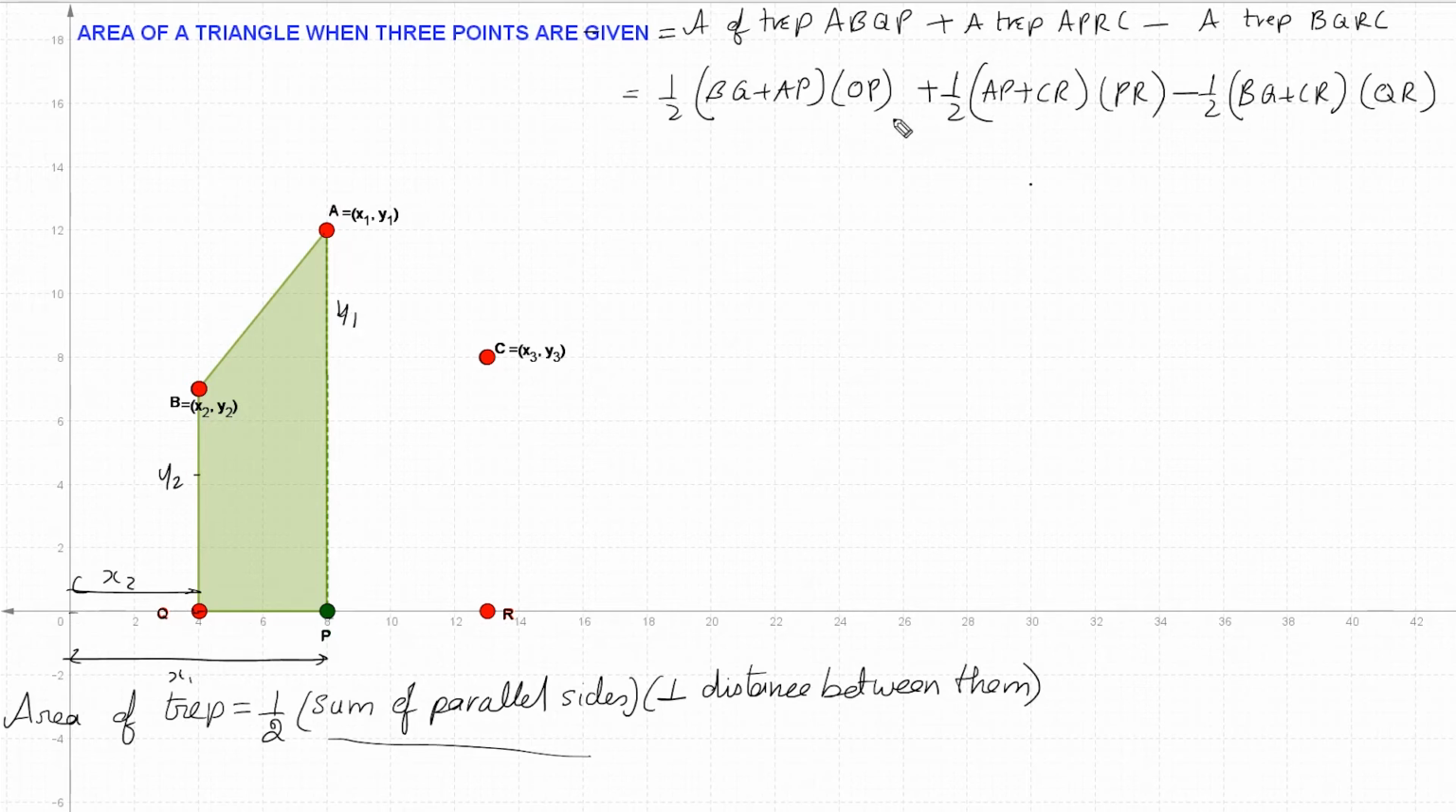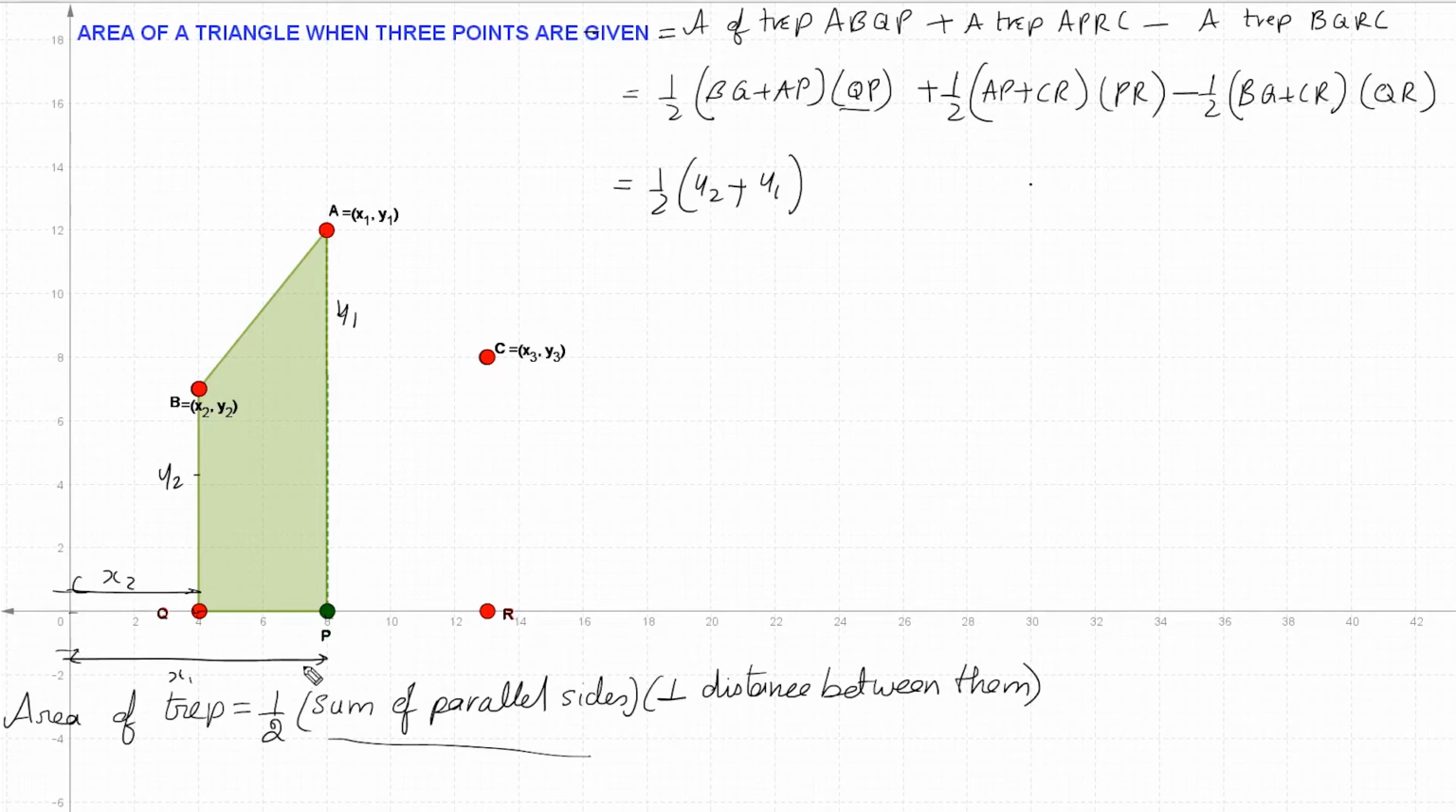All right, so we can write that here. So let's go ahead and do that. That is half times, and I can take this BQ is nothing but this height, which is Y2. We can write this as Y2 plus AP is nothing but Y1 for me. That is Y1. Now, what is QP? QP is nothing but this distance, that is from here till here. I can write as well as X1 minus X2.